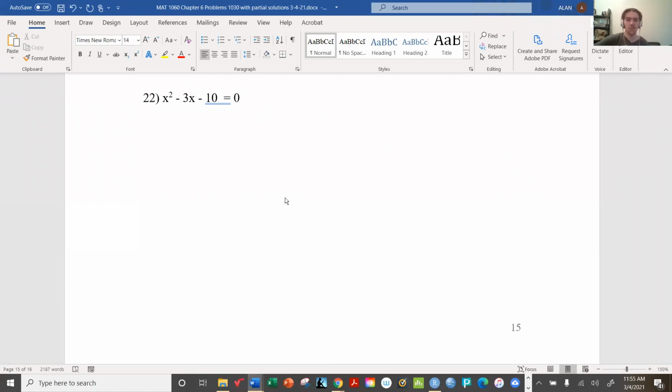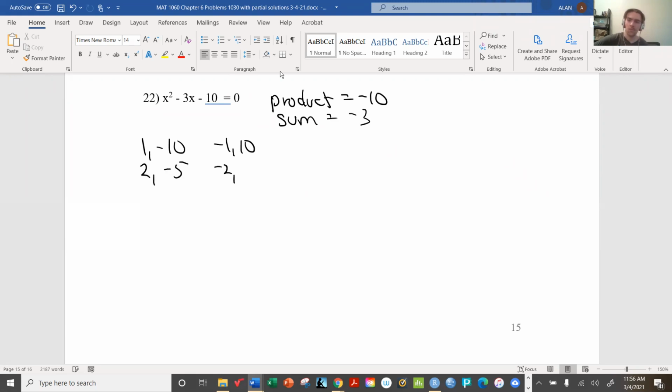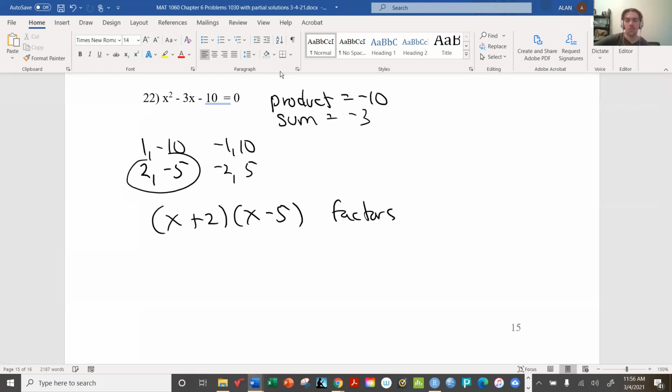So we need a product of negative 10 and a sum of negative 3. So let's try that one out. 1, negative 10, negative 1, 10, 2, negative 5, negative 2, 5. We need one that has a sum of negative 3. Here it is. And then we can set them equal to 0.